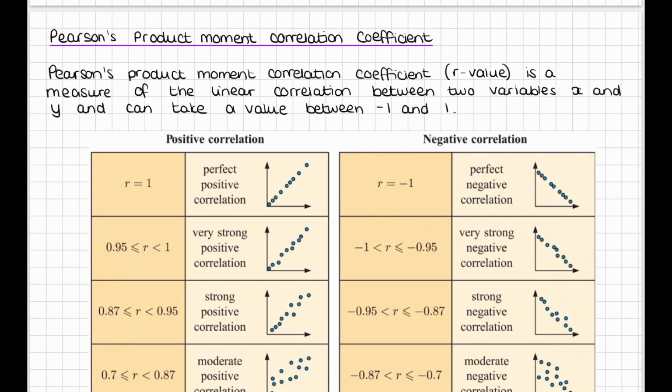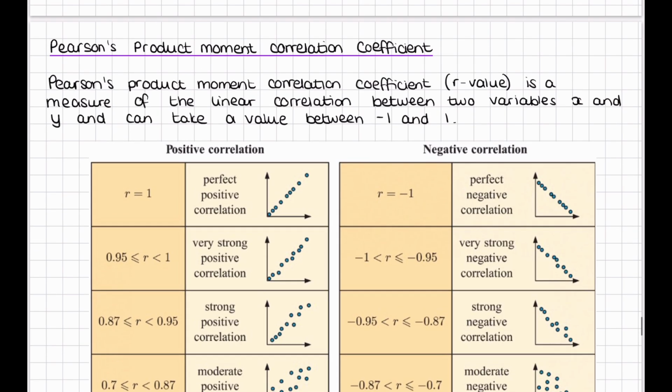We're now going to look at Pearson's product moment correlation coefficient. Now, it's a very long name, but generally we'll just call it Pearson's or the R value. And it is a measure of the linear correlation between two variables x and y, and it will take a value between -1 and 1. So if it has a value of -1 or 1, it's basically a perfect correlation.